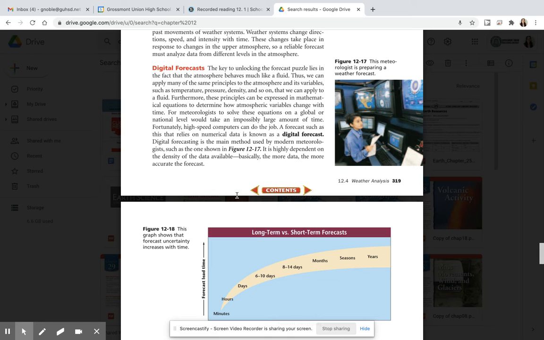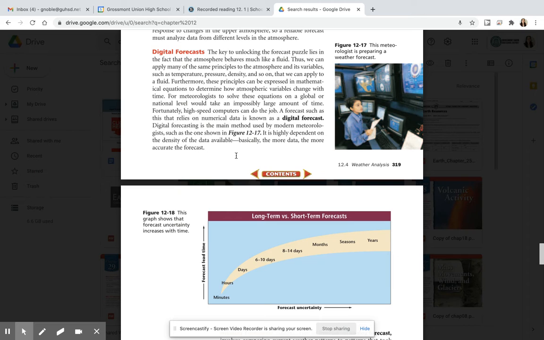For meteorologists to solve these equations on a global to national level would take an impossibly large amount of time. Fortunately, high-speed computers can do the job. A forecast such as this that relies on numerical data is known as a digital forecast.